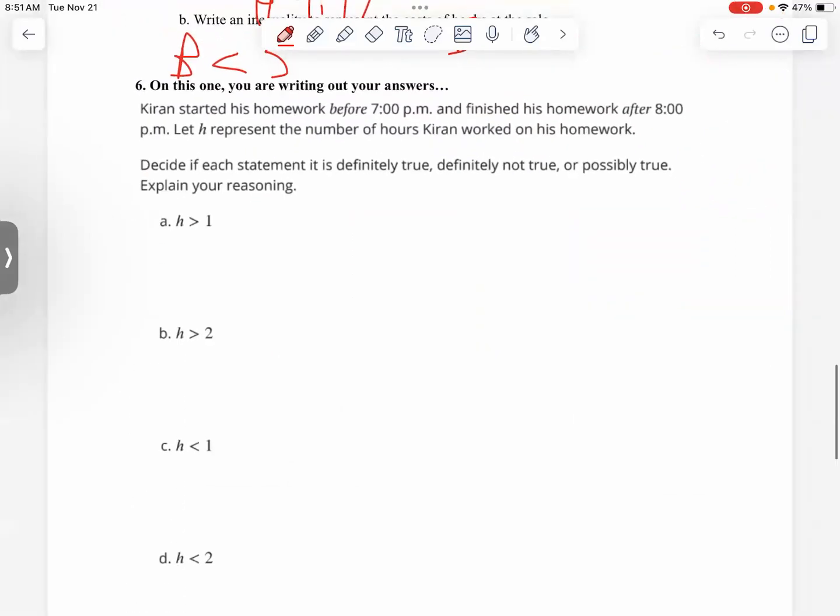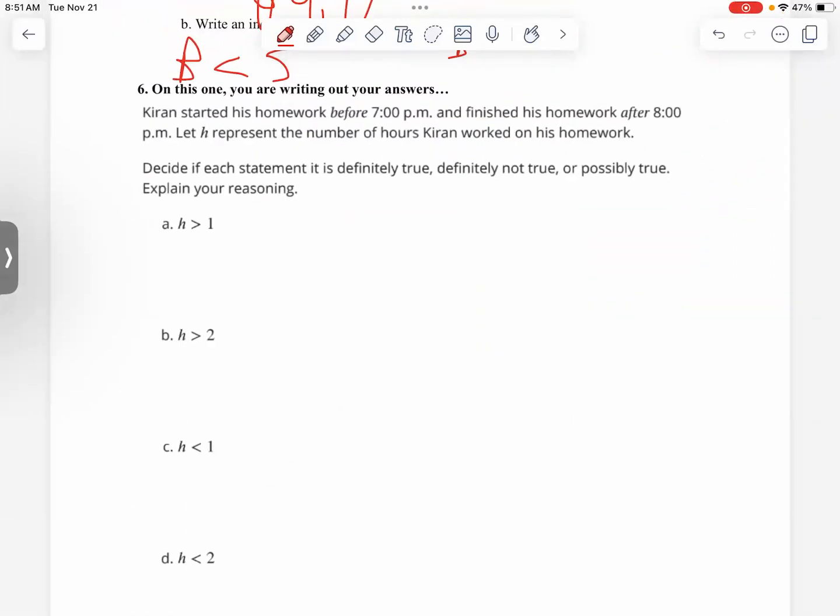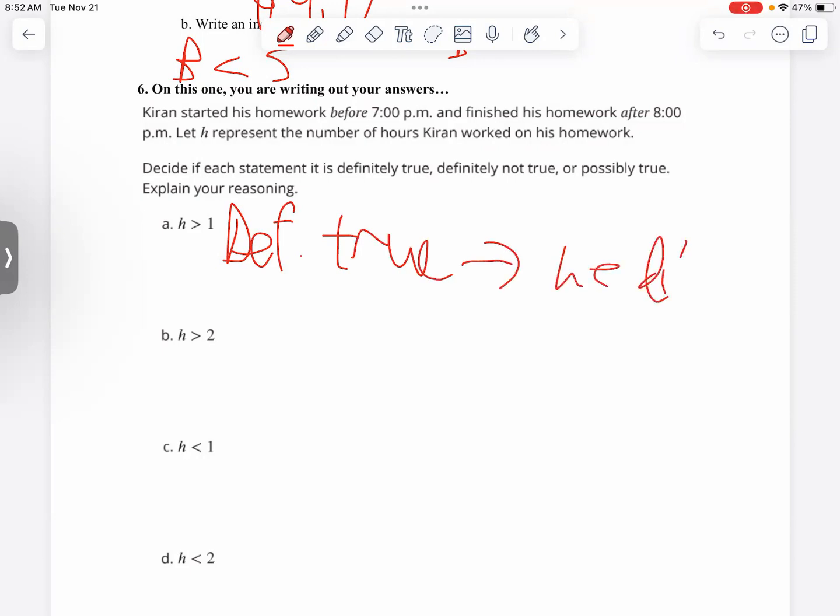All right. Then Kieran started his homework before 7 and finished his homework after 8. So that means he spent more than an hour, right? Let H represent the number of hours Kieran worked on his homework. And we're seeing if it's definitely true, definitely not true, or possibly true. So, H hours. Did he spend more than 1 hour? Yes. So, definitely true. He did more than 1 hour.